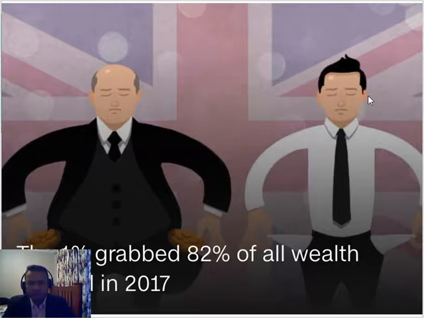Before going to this topic, let's look at this picture. This picture shows that the top 1% grabbed about 82% of the wealth of the whole world that was created in 2017. So only 1% of the people, the top richest people, grabbed 82% of the wealth, and the remaining 99% of the people could only grab 18% of the wealth created in the world.